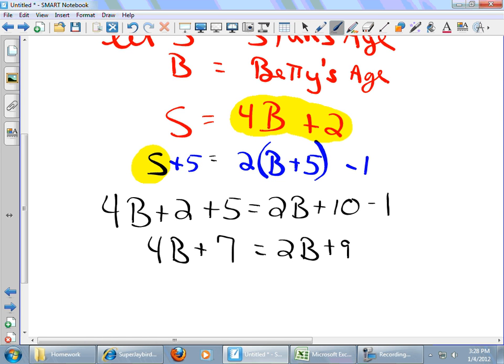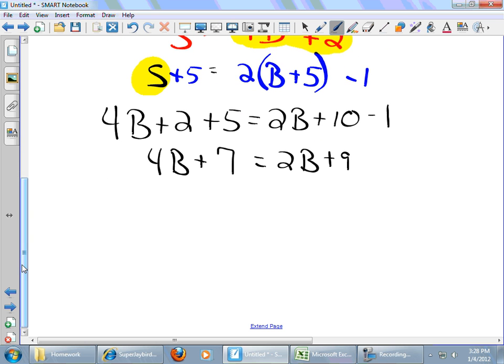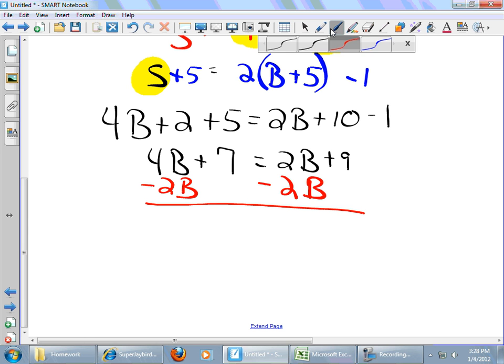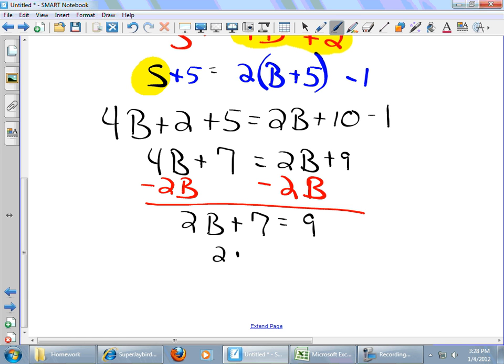And then I will subtract 2B from each side. End up with 2B plus 7 equals 9. Therefore, 2B equals 2 and B will equal 1. So Betty's age today must be 1 year old.